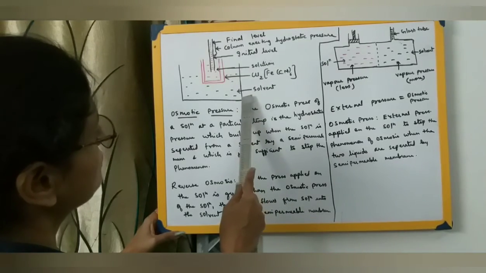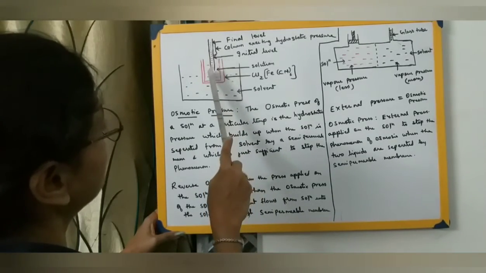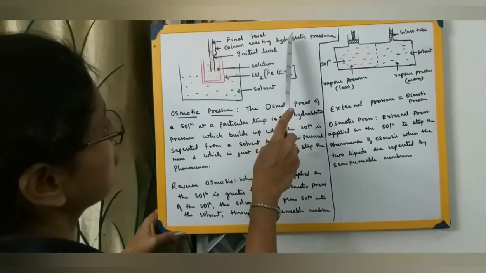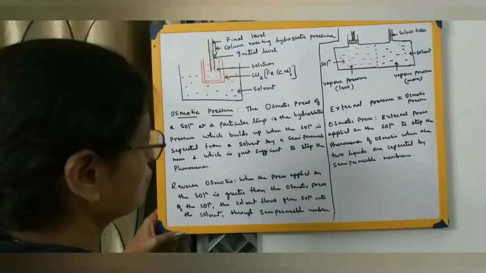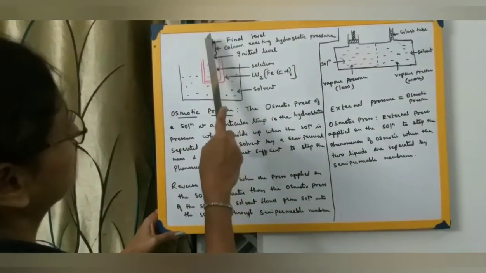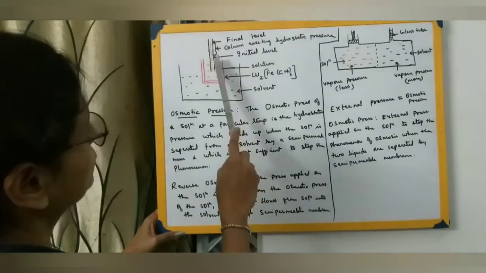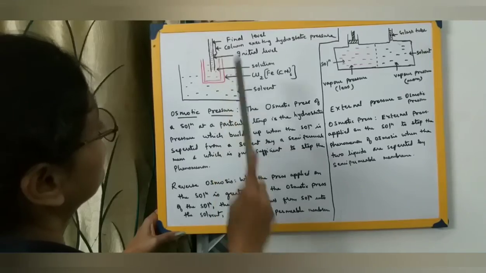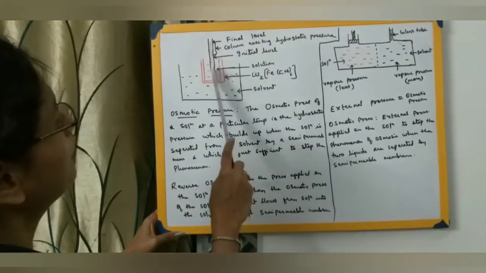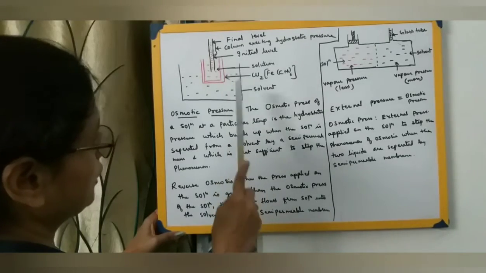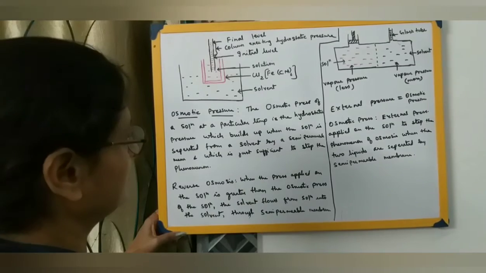So the driving force of the solvent molecules is more as compared to the force exerted by the hydrostatic pressure in the solution. So the level rises, and after some time it stops. The rise of the liquid in the glass tube stops. Now when it stops, an equilibrium has been attained between the liquid in this container as well as in this container.